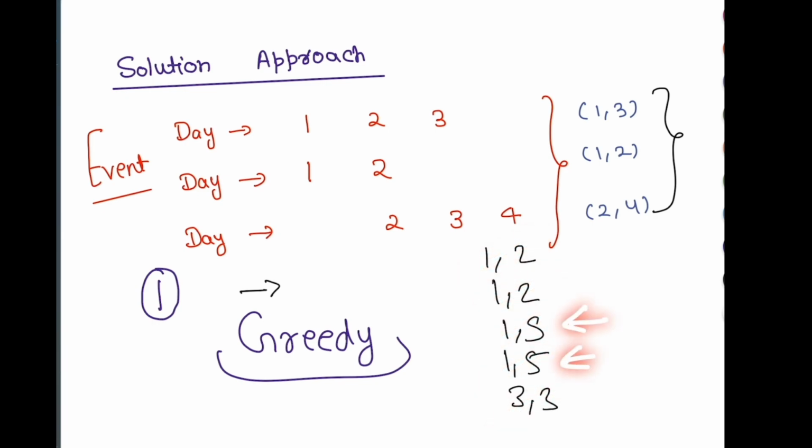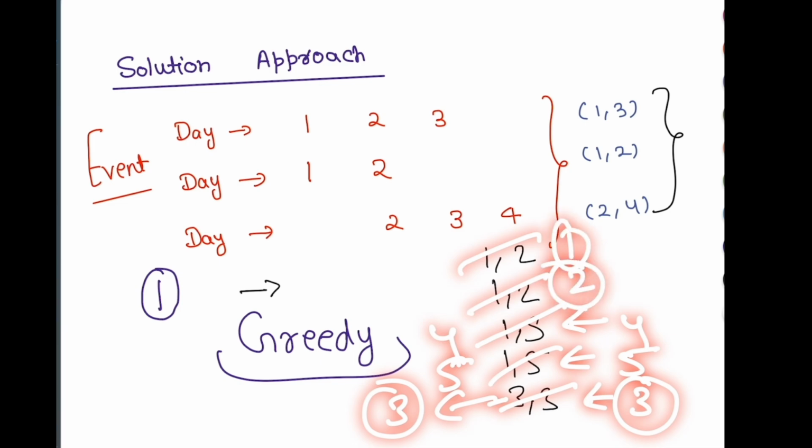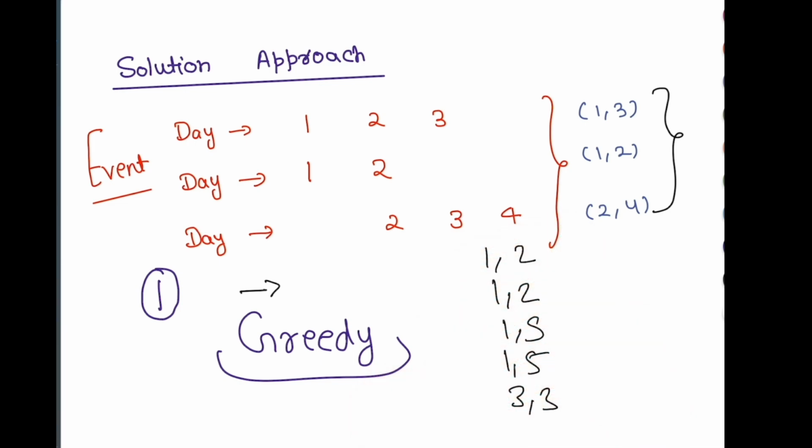These 2 events are happening on day 4 and day 5, right? This event is happening on day 3 only. So I can attend these 2 events on day 4 and day 5. I can attend this one on day number 3, and these 2 events on day number 1 and day number 2. So from here I can say that sorting is not enough, right? If I just sort my data and try to attend a particular event, that's not enough.